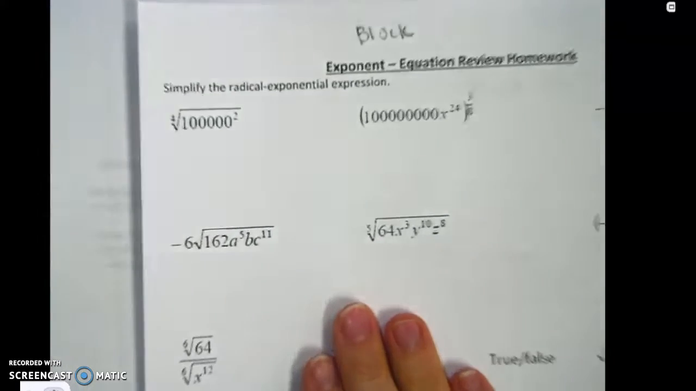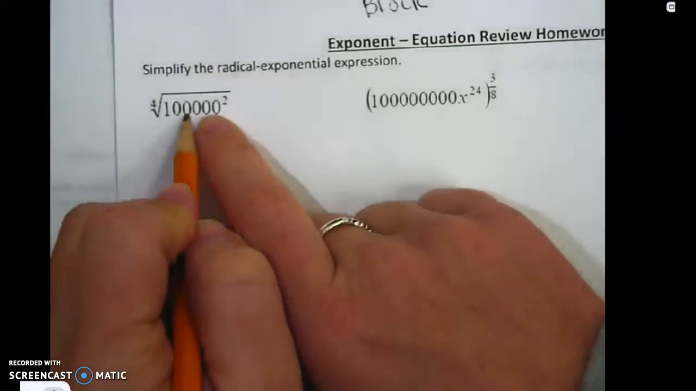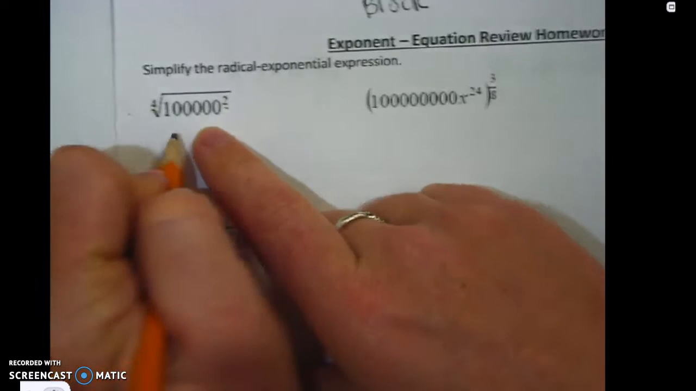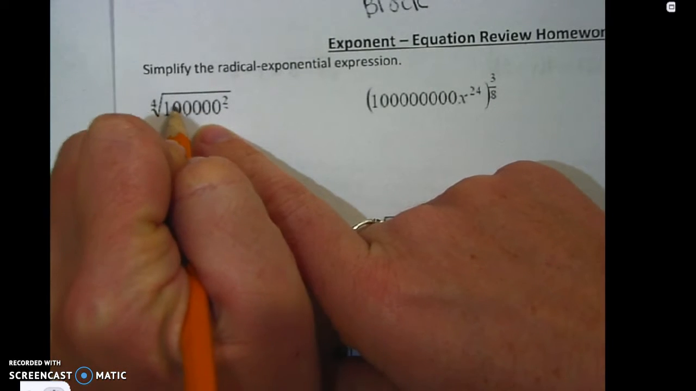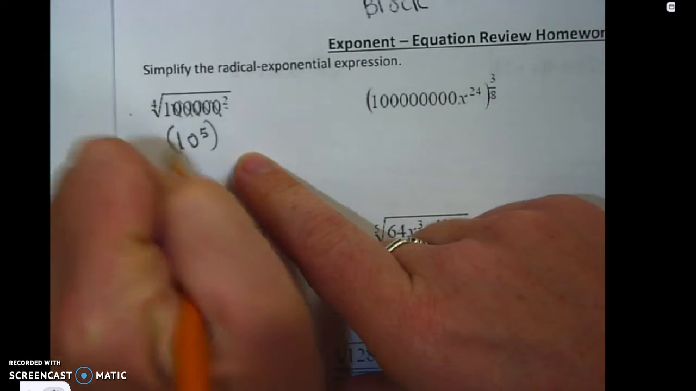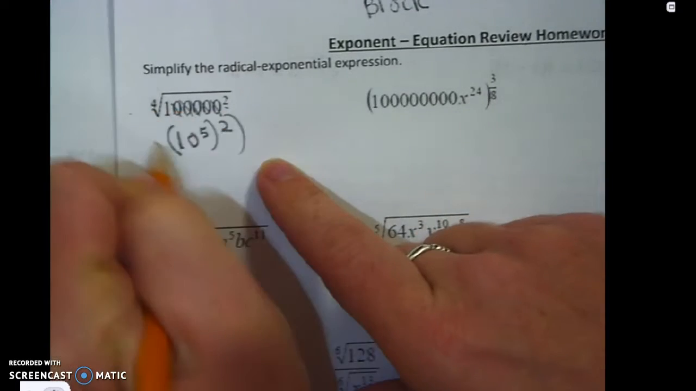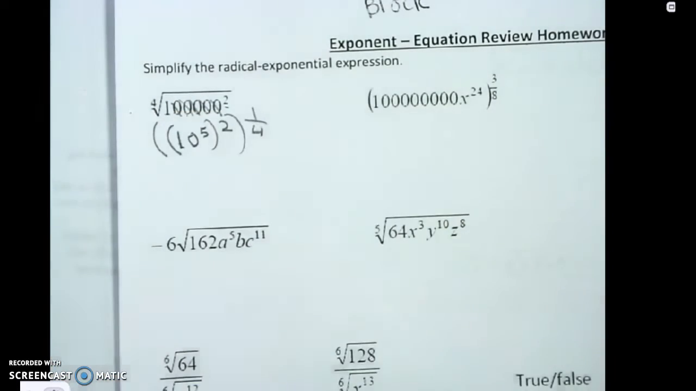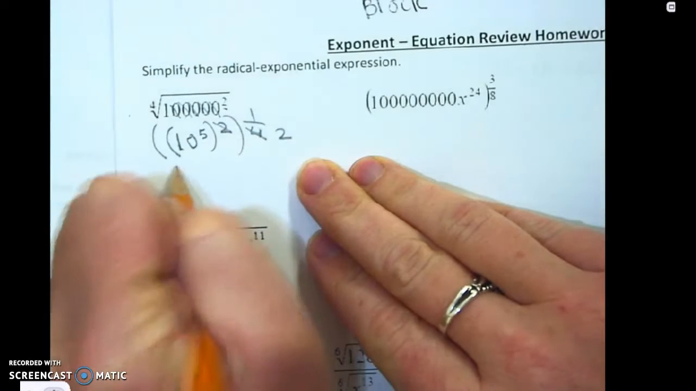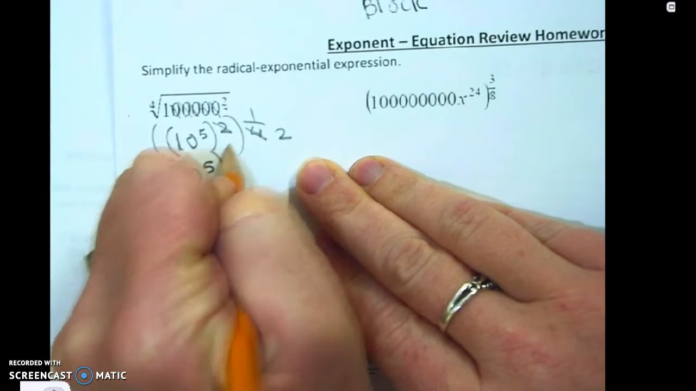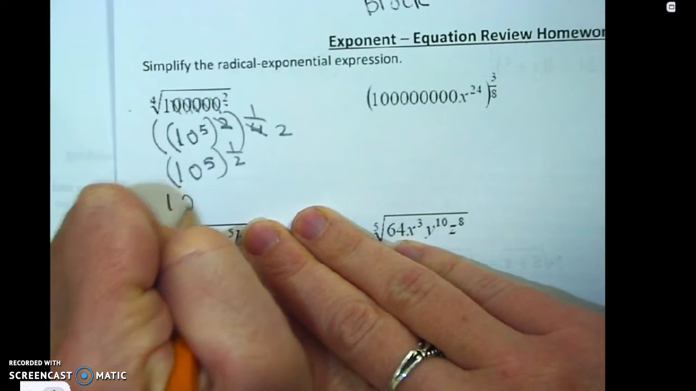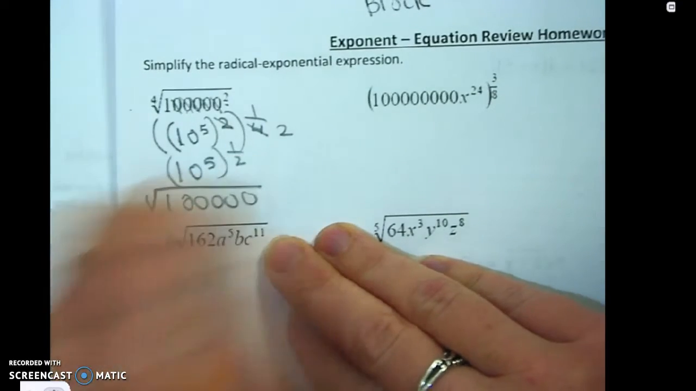Okay, so when you're simplifying this, of course you could plug this into the calculator and just take the fourth root, but you want to show that you don't need a calculator to get the answer. So this is really 10 times 1, 2, 3, 4, 5. So this is really 10 to the 5th, squared, to the 1/4. And then you simplify that to, really, that's a 2 down there, 10 to the 5th to the 1/2, which is really the square root of 10 to the 5th.